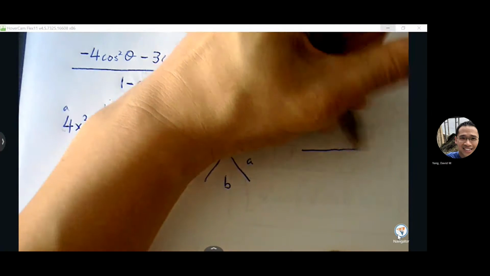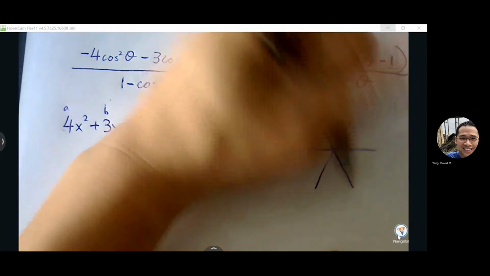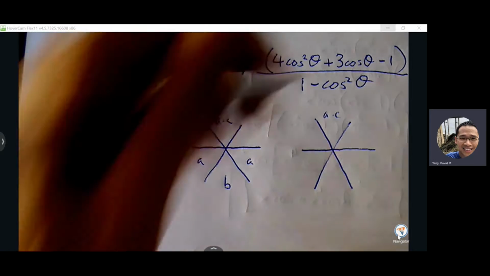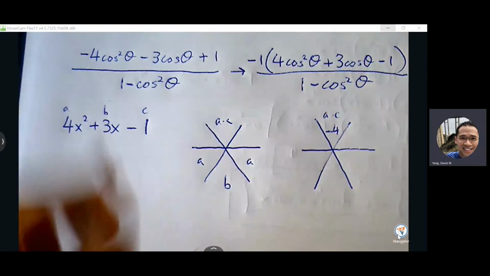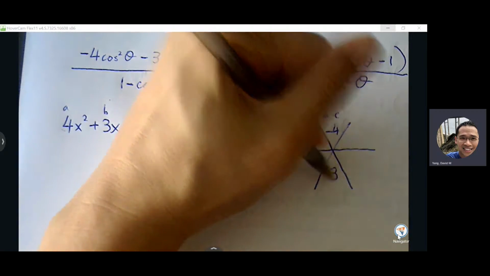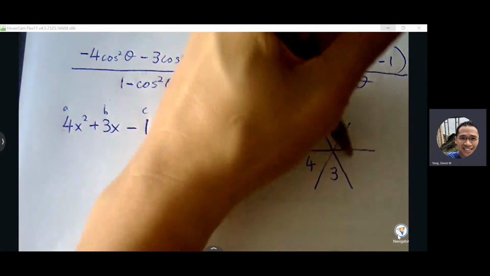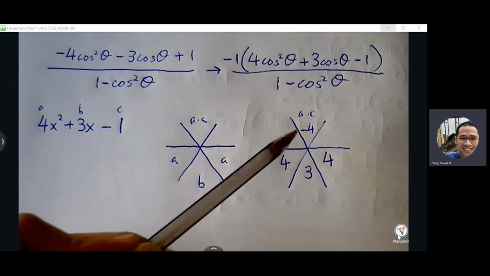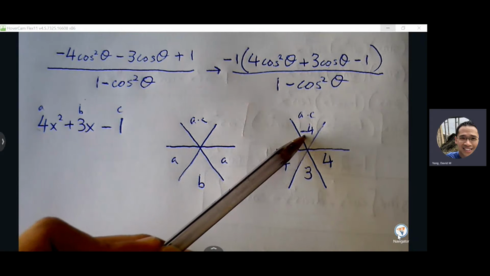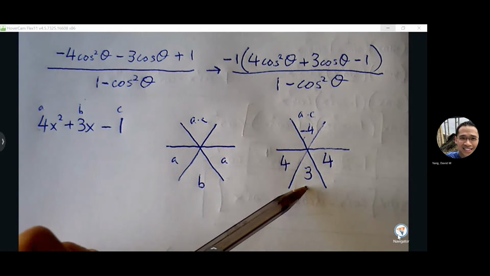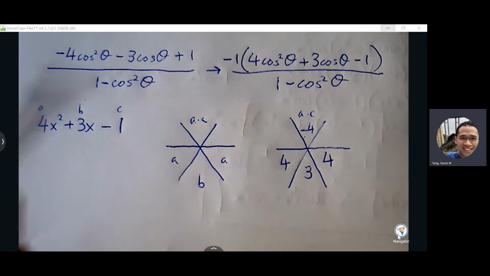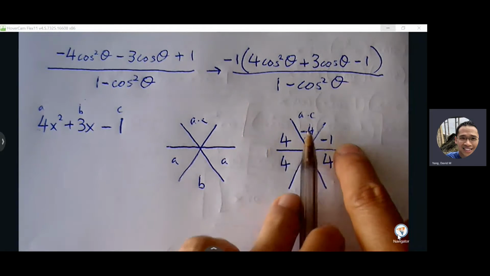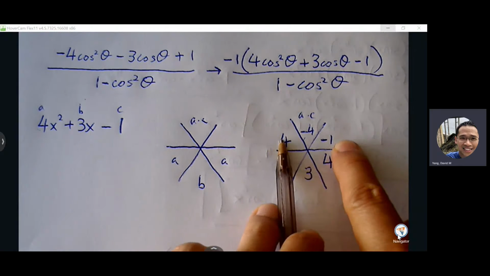Okay, so what's a times c? -4. And then my b is 3. Go ahead and fill in your a values here. So now the puzzle you're trying to work through is this. What two numbers multiply to be -4, and those same two numbers add up to be 3? 4, -1. Let's double check that. 4 times -1 is -4. That checks off. 4 plus -1 is 3.